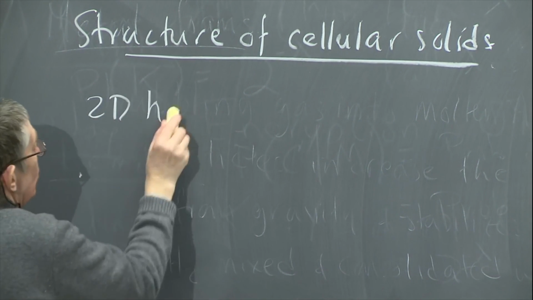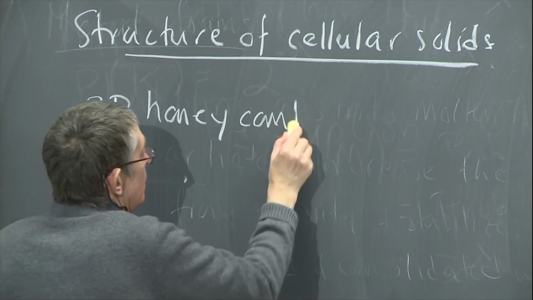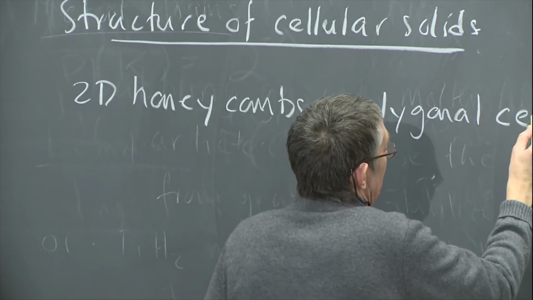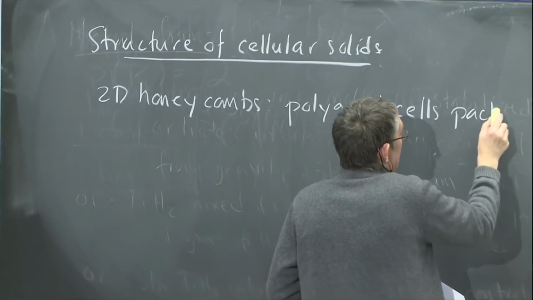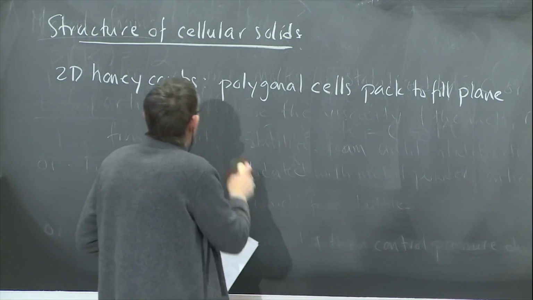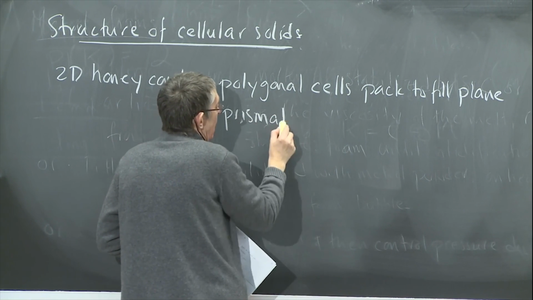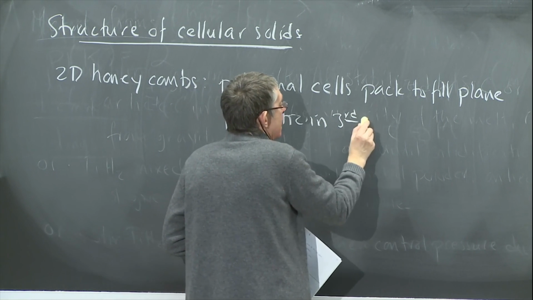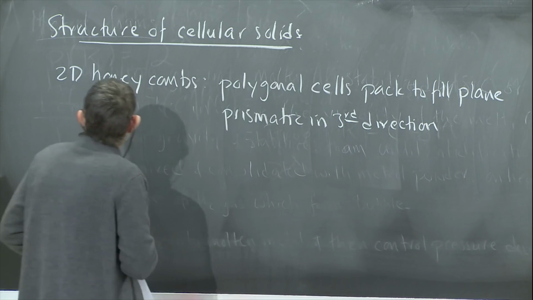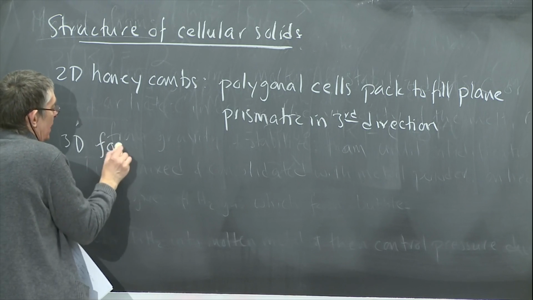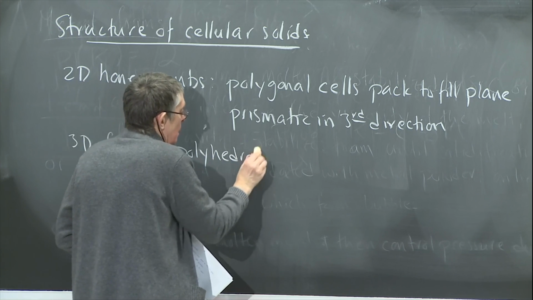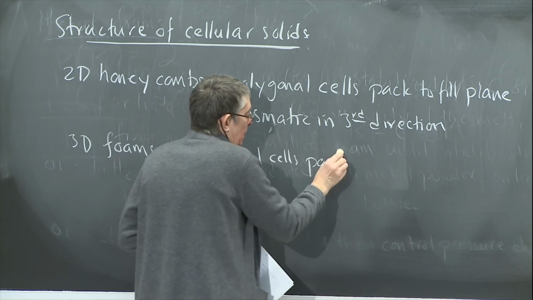So we've got 2D honeycombs where we have polygonal cells that pack to fill a plane. And then they're prismatic in the third direction. And then we have what we call 3D cellular materials, which are foams, which have polyhedral cells. And then they pack to fill space.